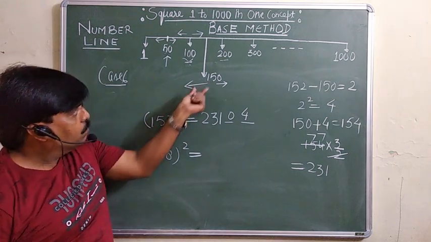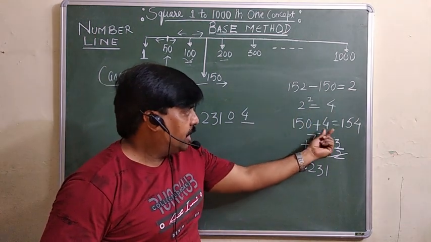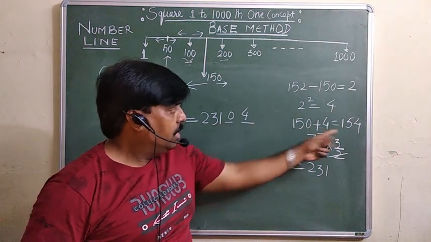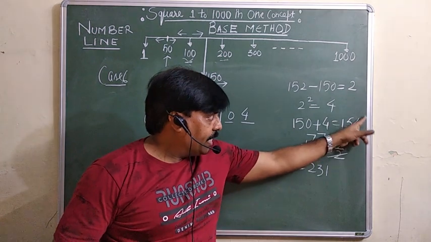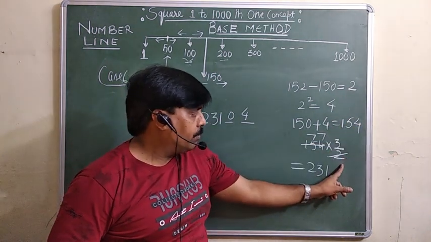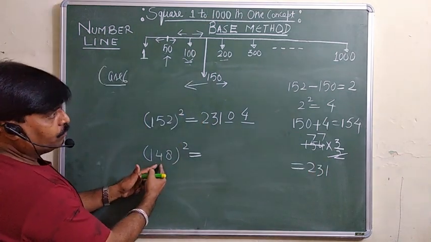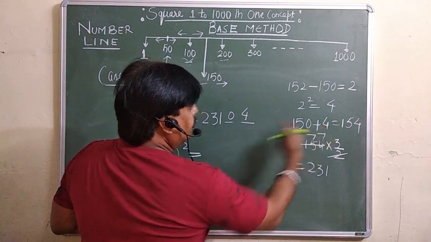So if your number is more than 150, take the difference, do the square, that must be added in this number, and whatever you are getting here, just do the 3 over 2 of that. Means just do the 1.5 of that, and that number you must write down. Similarly here, this is less than. So in case we were adding here only, we will subtract.